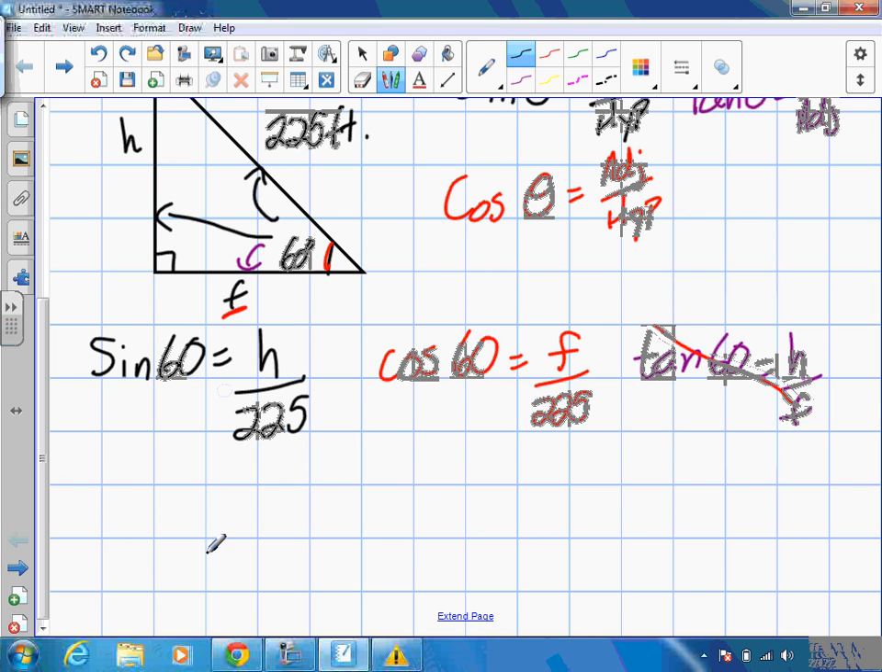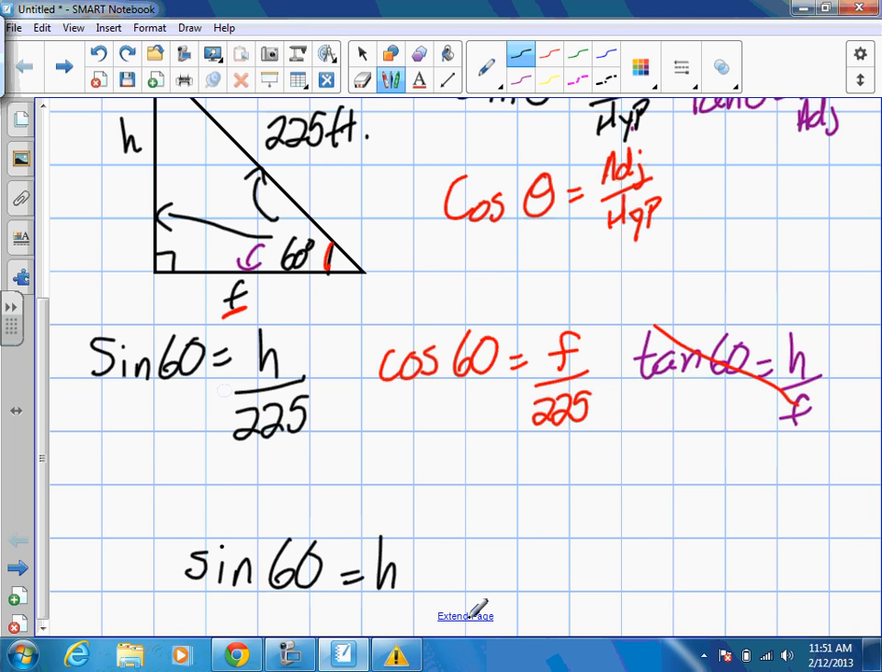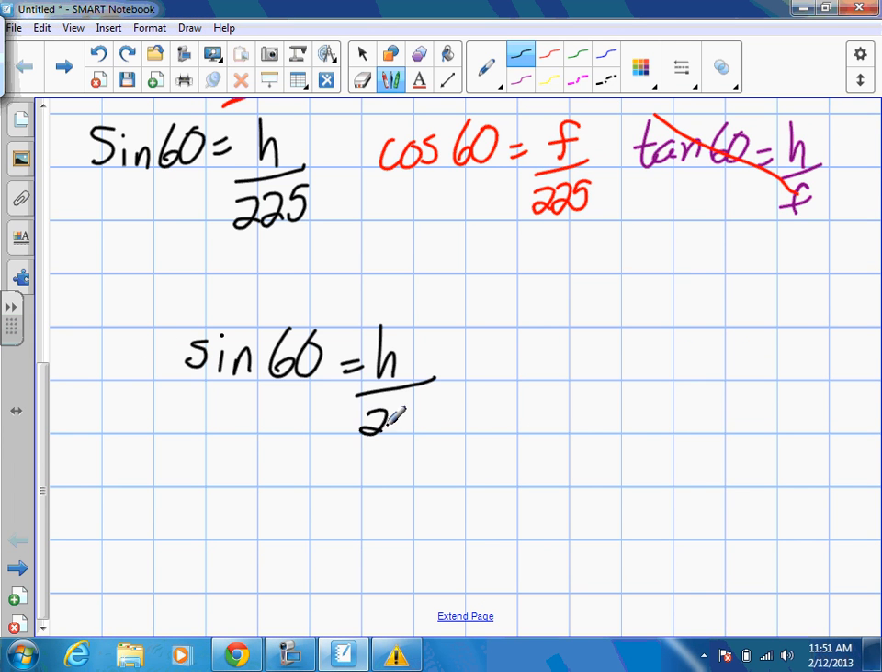Sine 60 is equal to h divided by 225. Now, this is where we did our prerequisite skills. The goal here is to isolate h. We want h to be by itself. So how do I move that 225 to the other side? Somebody said divide, someone said times. Why would we multiply? That's right. This is a division sign here. A fraction stands for division.